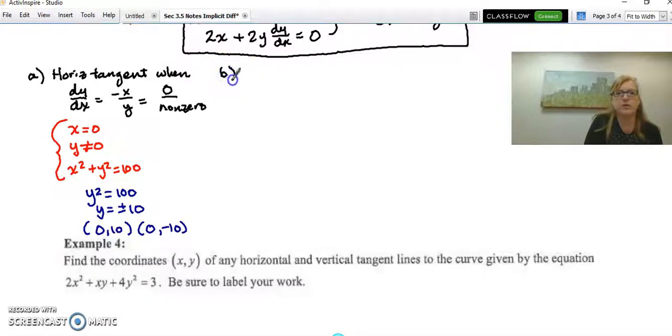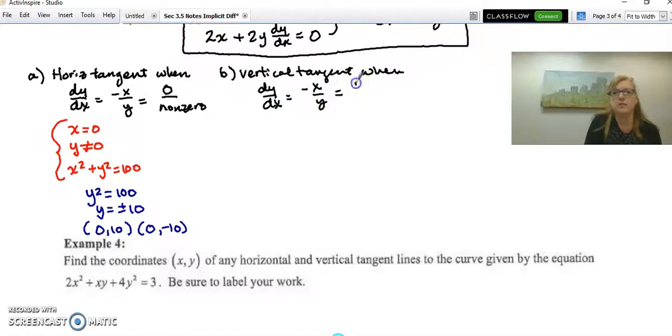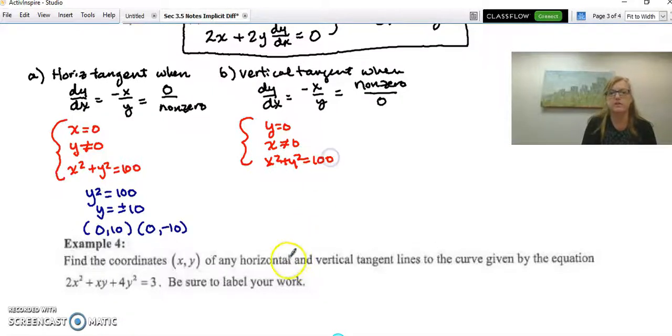It's fairly straightforward. You would say vertical tangent when your dy dx, which is negative x over y, equals, in this case, non-zero over 0. So we make that statement. So this is going to be the system where now y is 0, x does not equal 0, and we have our original equation, x squared plus y squared equals 100.